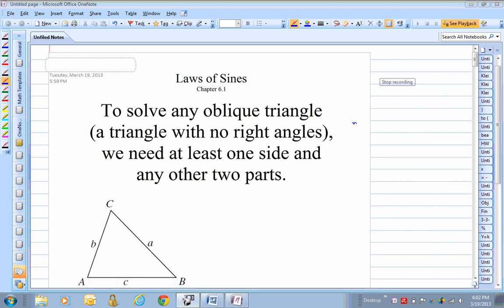We're going to move from the world of right triangles to the world of oblique triangles, which means a triangle that has no right angle. We need at least one side and any two other parts to be able to use the laws of sine.